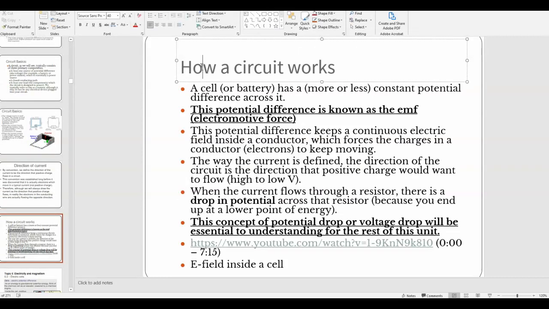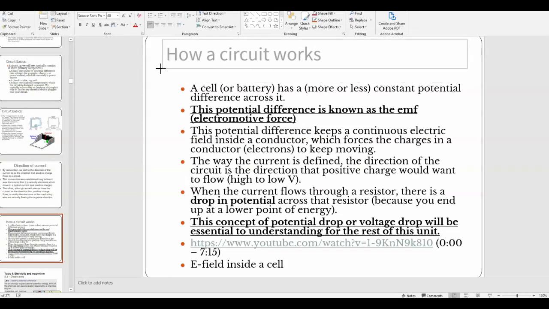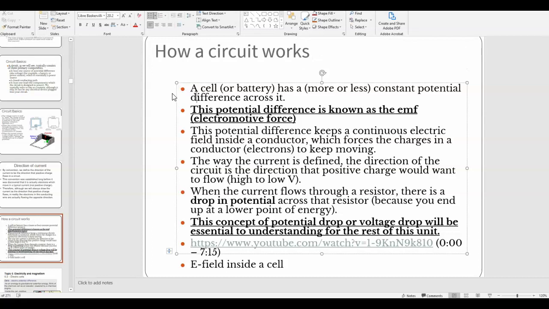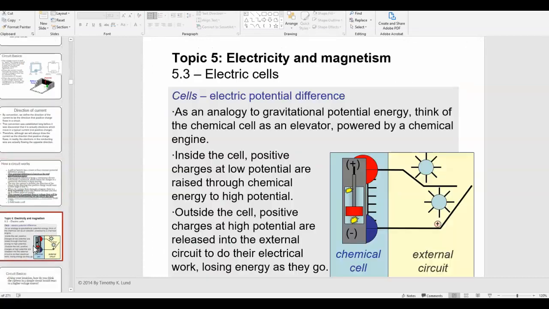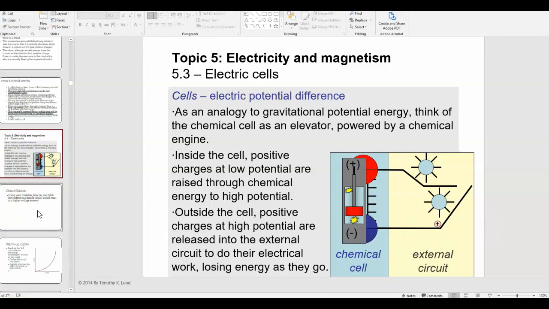Okay, and I think I've talked about all of this stuff before. I don't think there's anything new in here. We already talked about the voltage source, the battery acting kind of like a pump mechanism to lift the positive charge up to a higher potential. I would show you another animation here, but this one isn't working.